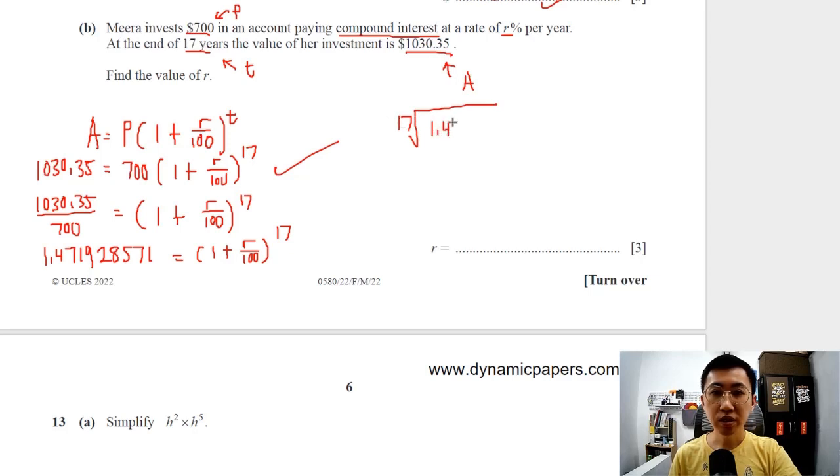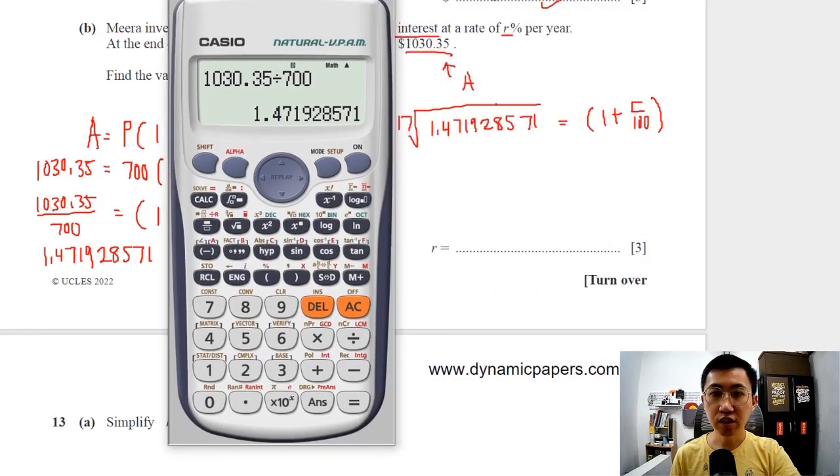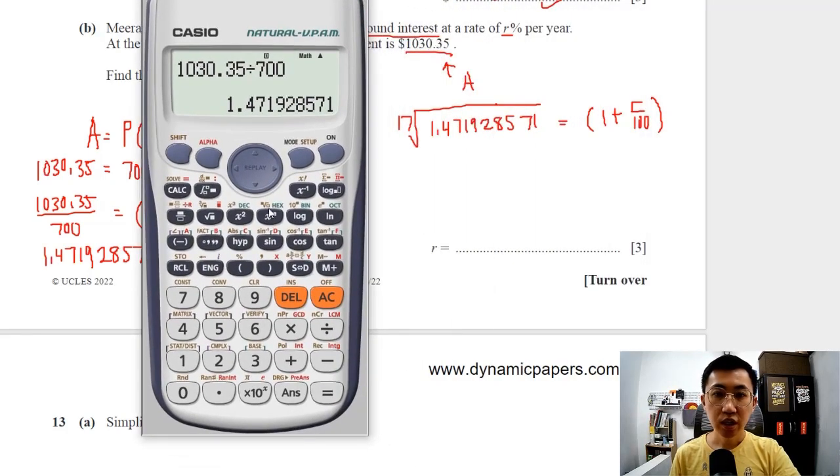Copy your numbers 4719, 28571. Show the examiner like that. Okay, so I already shifted the power of 17 to become root 17. Now it's just whether you know how to use the calculator for this or not. So can you see this button right here? Shift followed by this button. Okay, so put 17 outside and you're gonna key in your numbers here.